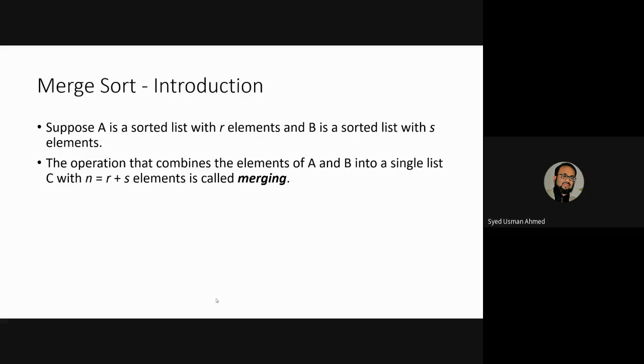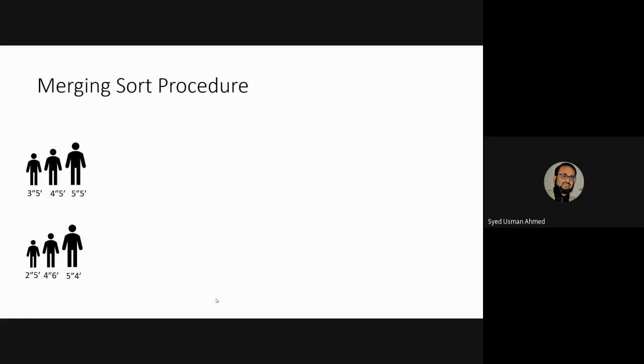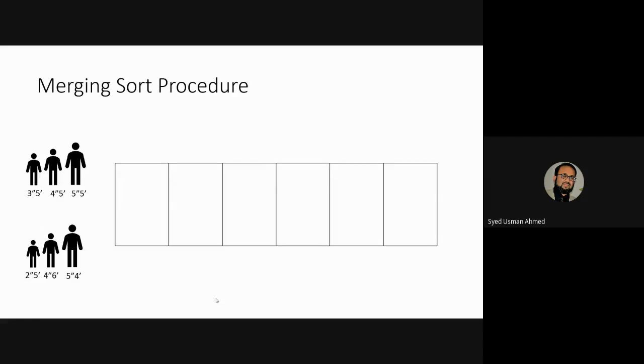Now let us see how we merge two lines of students into a single line with the same concept of merging. Suppose we have two lines of students which have different heights, as shown on the screen, and we want to put all six students into a single line. How do we proceed with the merging procedure?